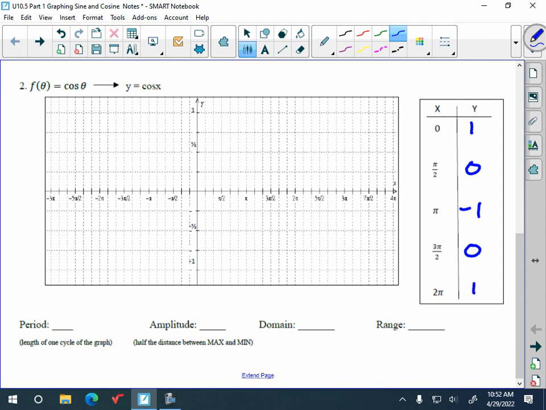All right, so plotting these points, so 0, 1, pi over 2, 0, pi, negative 1. Oh, no, way down there.